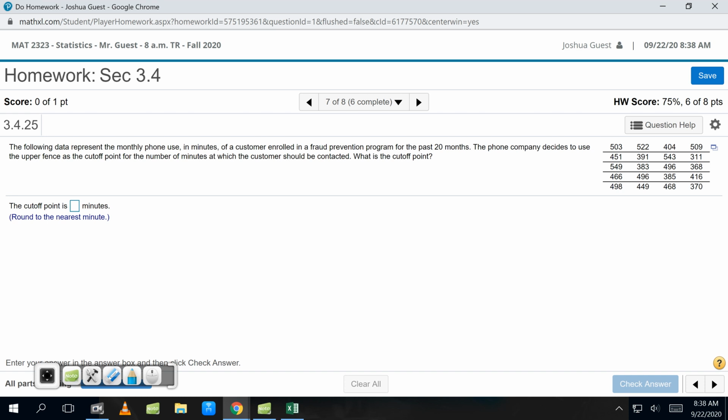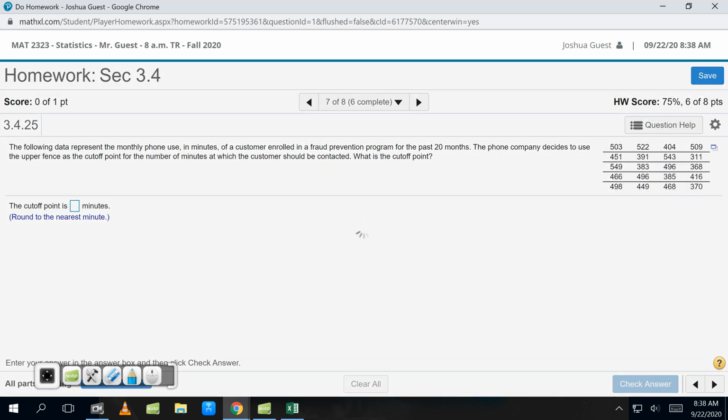The following data represent monthly phone use in minutes. The customer enrolled in fraud prevention for the past 20 months. The company decides to use the upper fence as the cutoff point for the number of minutes which the customer should be contacted. What is the cutoff point? So, are these things in order? No. So the first thing I'm going to do is put them in order. So let's do this again.